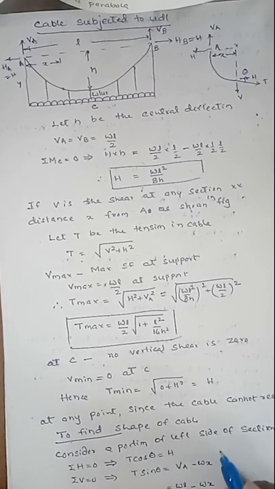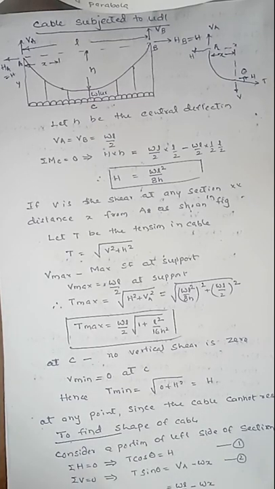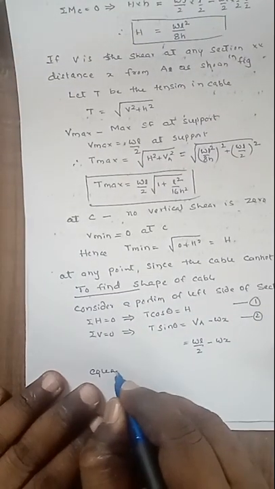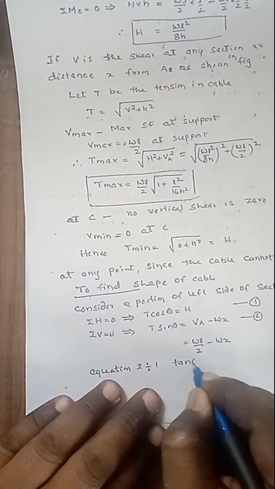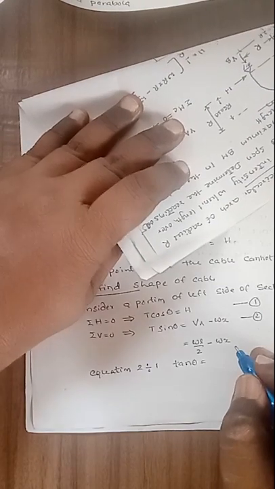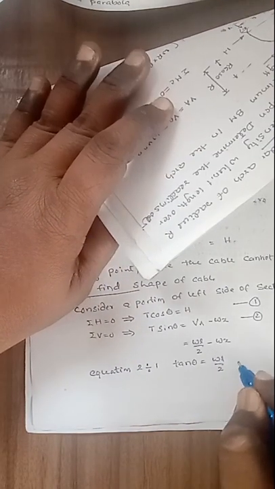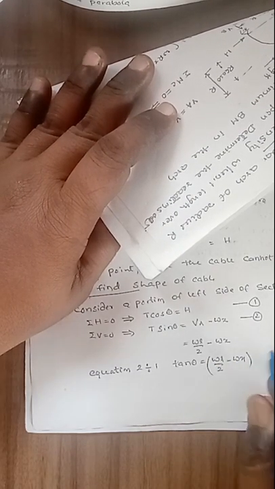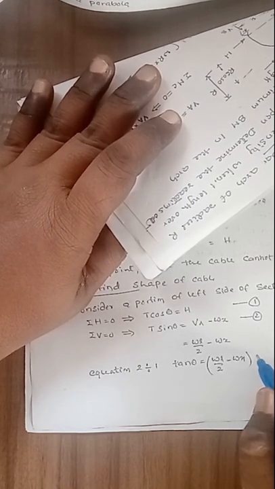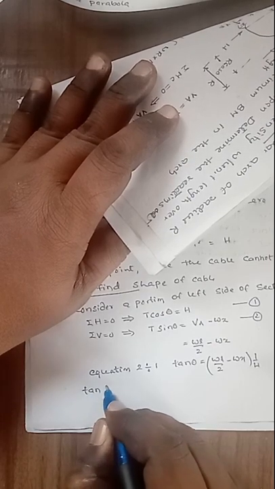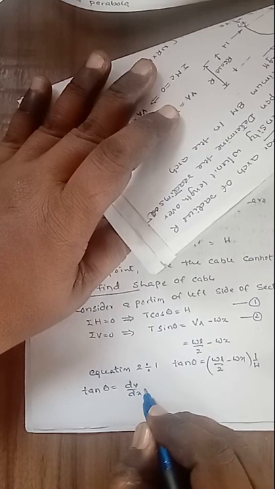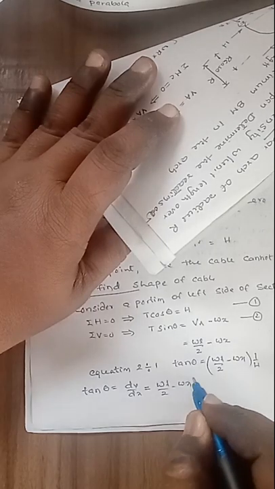Then by dividing equation 2 by 1, tan theta equals WL by 2 minus WX divided by, substituting the value of, 1 over H. We know that tan theta is nothing but dy by dx, so dy by dx equals WL by 2 minus WX, 1 over H. We have studied this in deflection.